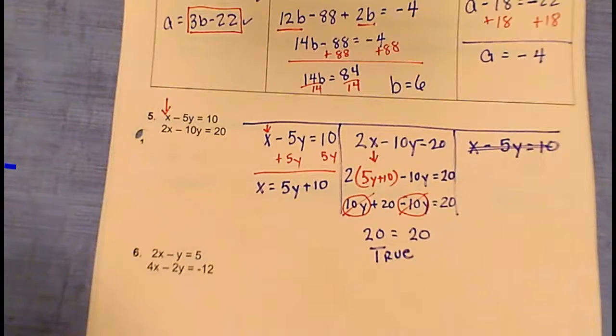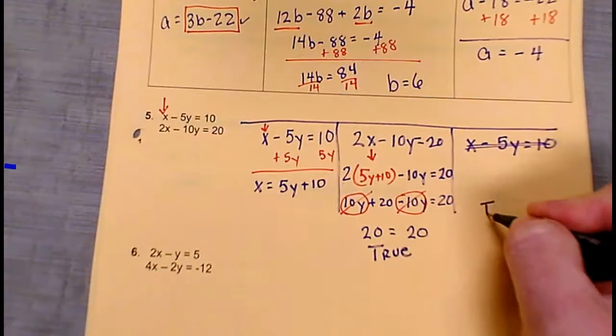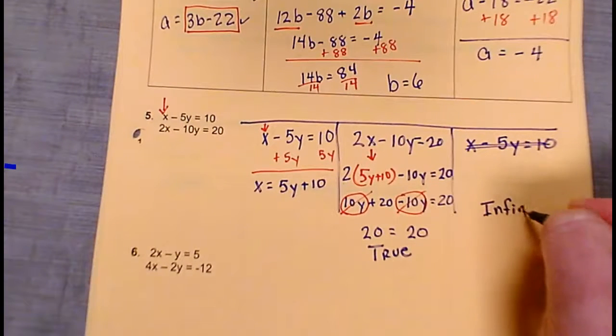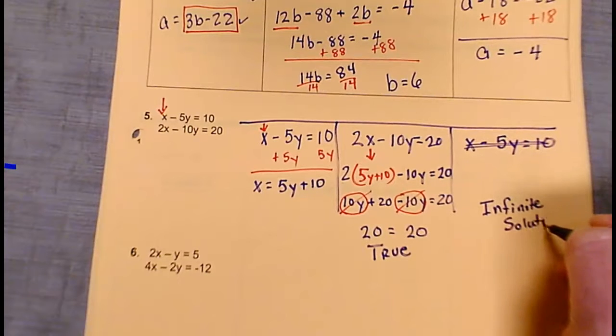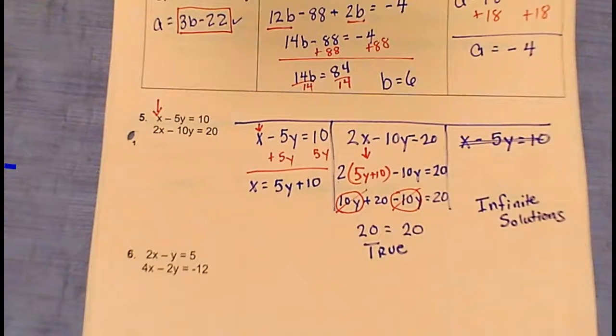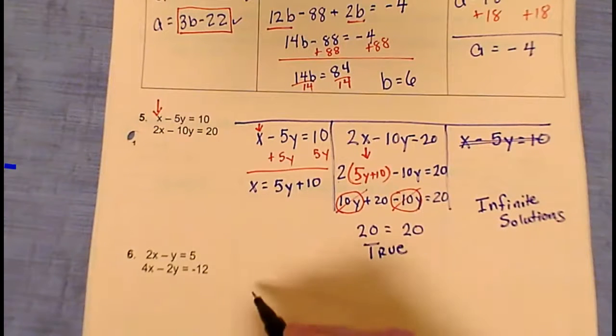Did you see that in your graphing notes where one line was exactly on top of the other? So what kind of solution does that have? And that's what happens algebraically when you have one line exactly on the other.